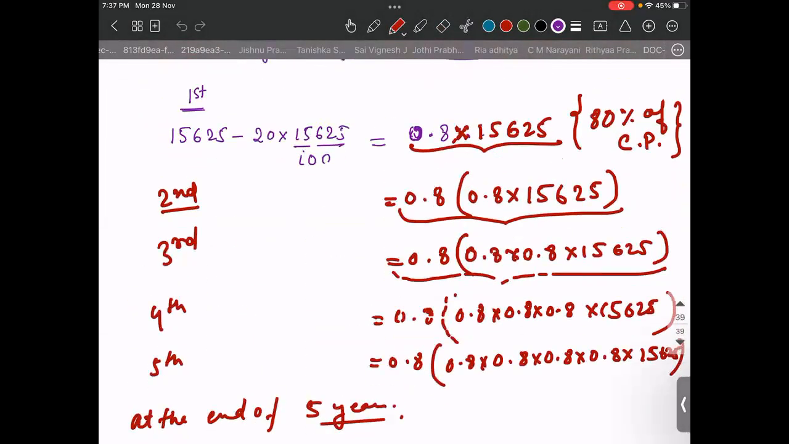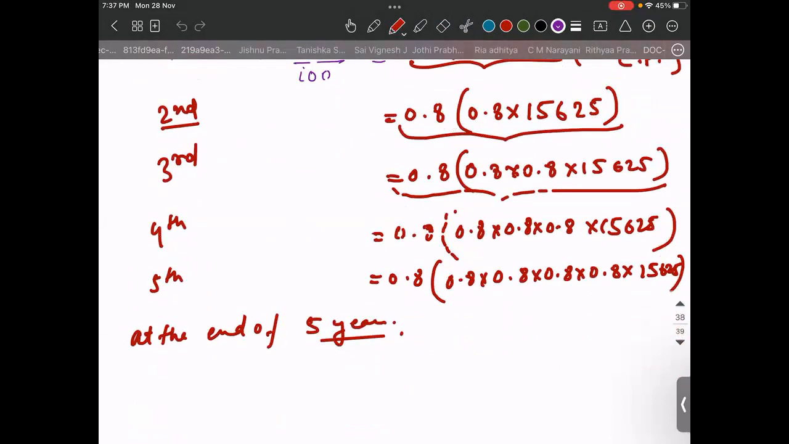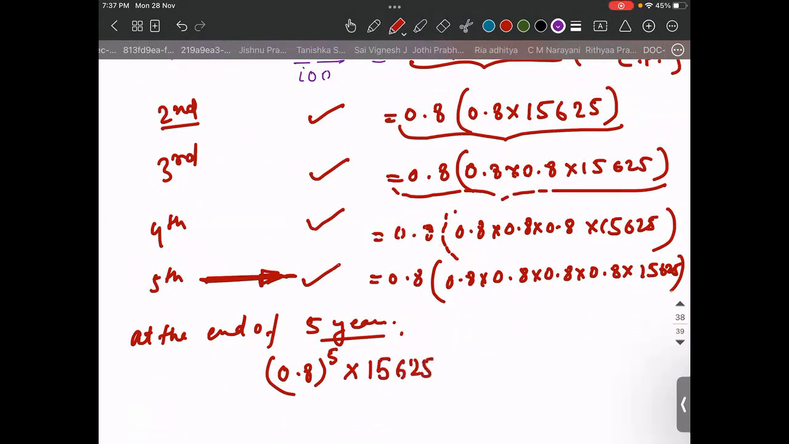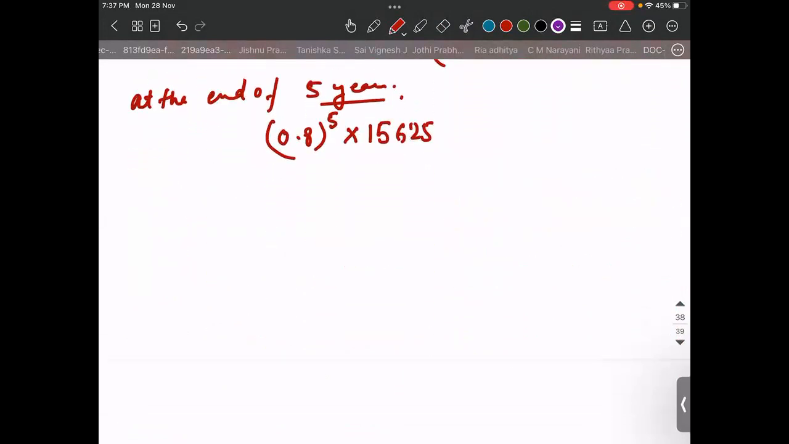No, see, you just need to find the price after the end of 5 years. That means this is the price after second year. This is the price after third year. This is the price after fourth year, and this is the price after fifth year. So this value only you need to find out. That's it. So that means 0.8 to the power of how much? 1, 2, 3, 4, 5 into 15625. That's what you need to find out. Nothing else. So this is your 4 by 5 to the power of 5 into 15625.